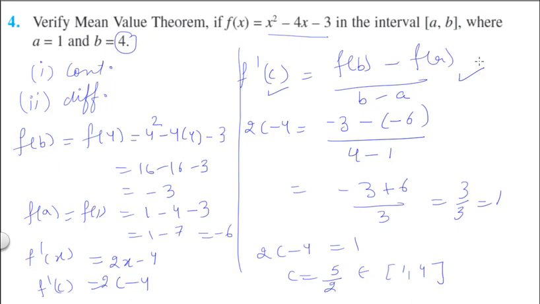So in both theorems, the main point is to calculate the point c at which the tangent, or I say the differentiation, in Rolle's theorem becomes 0, and in Lagrange's theorem it becomes f of b minus f of a divided by b minus a.